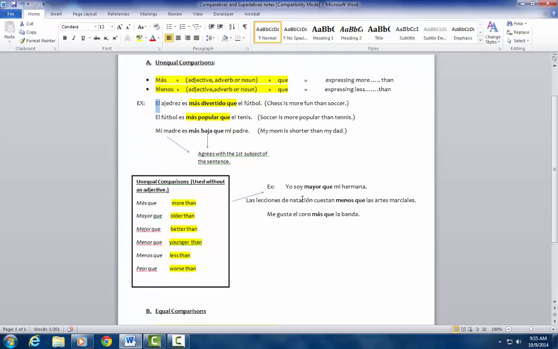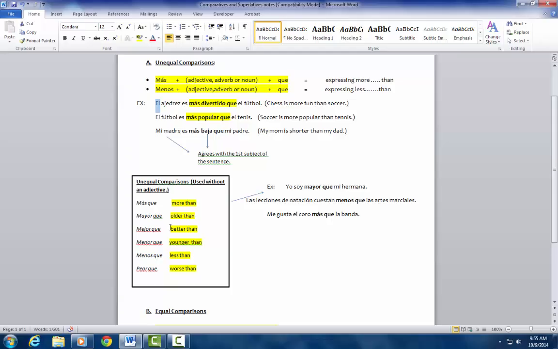Okay, so we have some more on the left-hand side of the screen, examples that we can use to show unequal comparisons. These are used without adjectives. More than, más que. Older than, mayor que. Better than, mejor que. Younger than, menor que. Less than, menos que. Peor que is worse than.